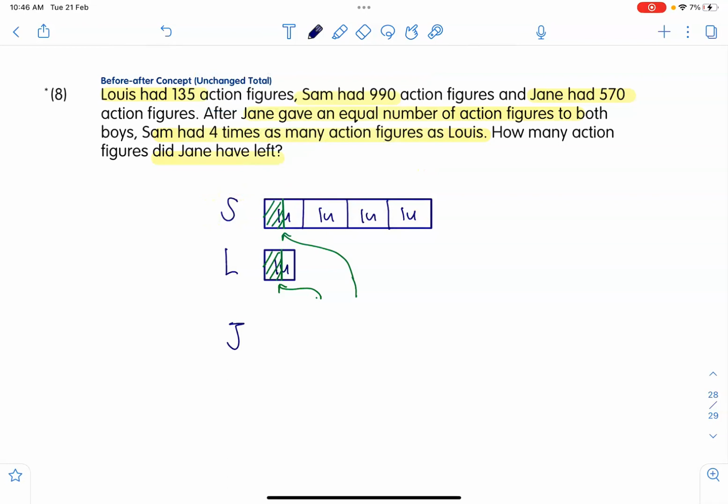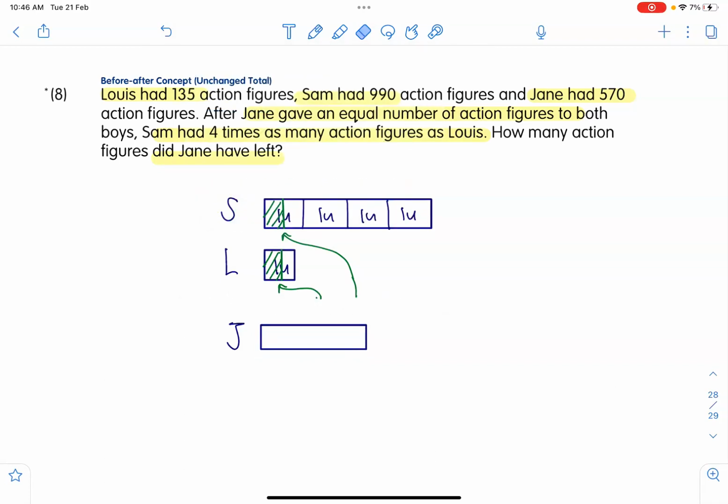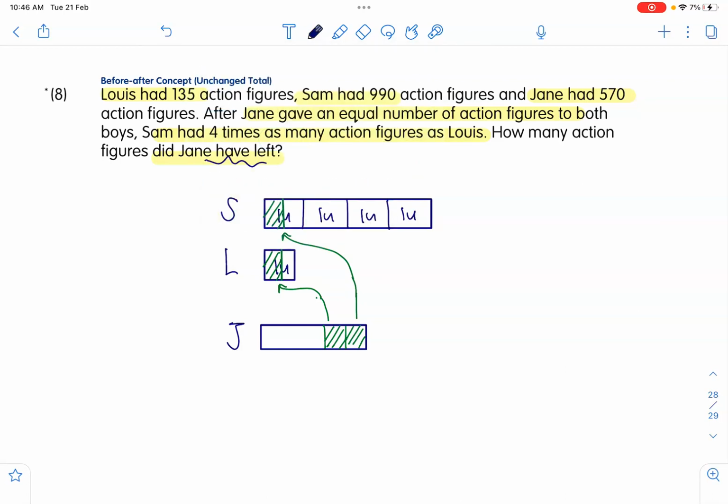Jane originally would have had a longer bar, but shorter than Sam's, because 570 should be shorter. Okay, and within that, there would have been 2 green bars, and these are the 2 green bars that she gave each in equal number to Lewis and to Sam. The question mark in this question is whatever she has left. So this is the question mark.